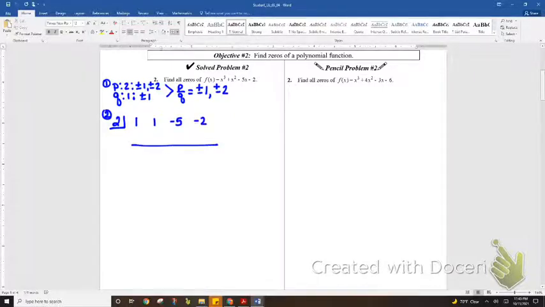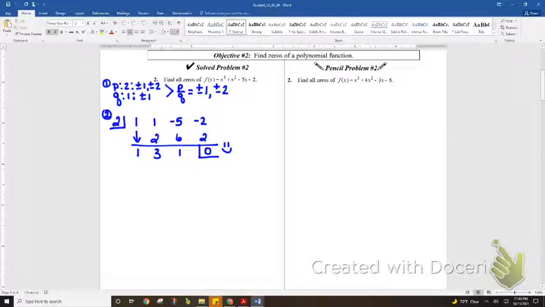So now remember, if 2 is a 0 of this polynomial, my remainder will be 0. If not, I need to pick another one. Alright, so bring down the 1, times the 2, combine them, times the 2, combine them, times the 2, combine them, and we got 0.